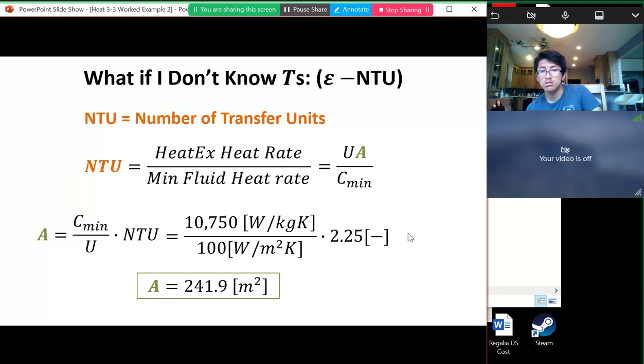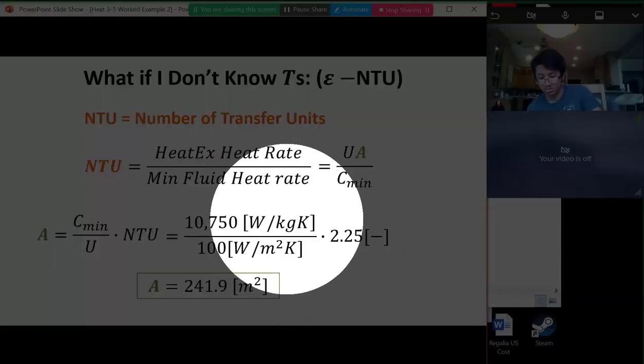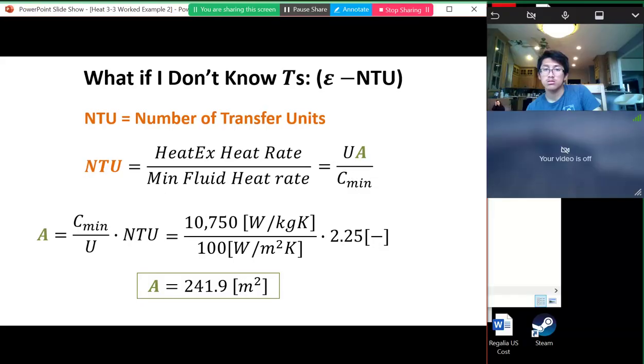You can see here the remnants of the mistake I made on big C, so I still carried that through. The units on big C should be watts per Kelvin, not watts per kilogram Kelvin. And if I do that, then I find the area, and that's what I've been asked to find.